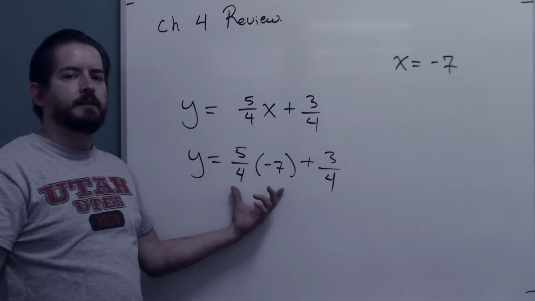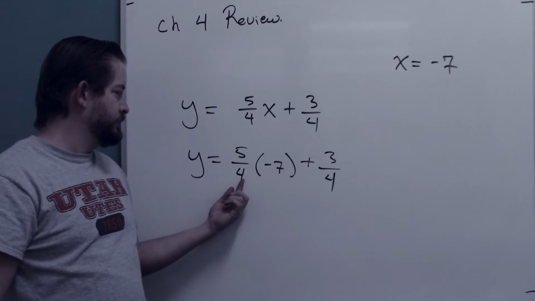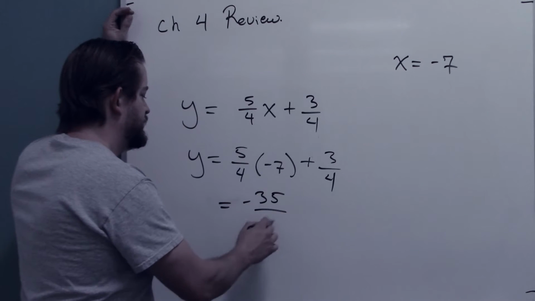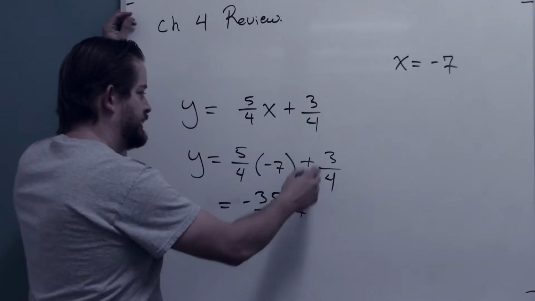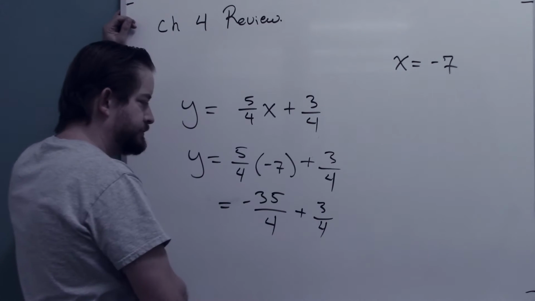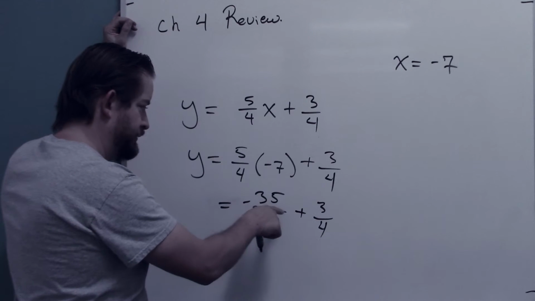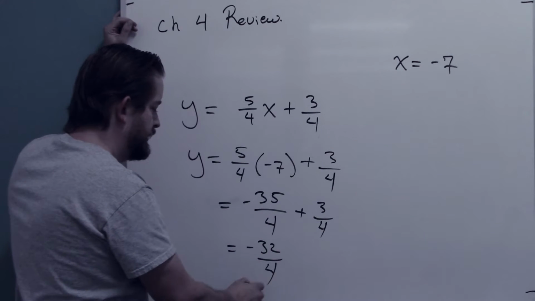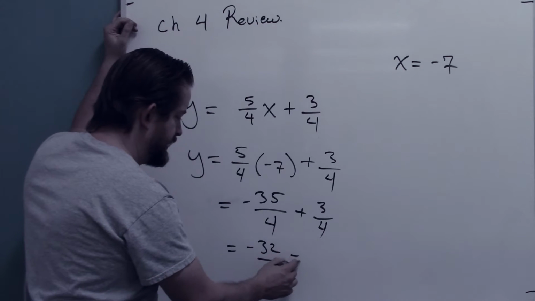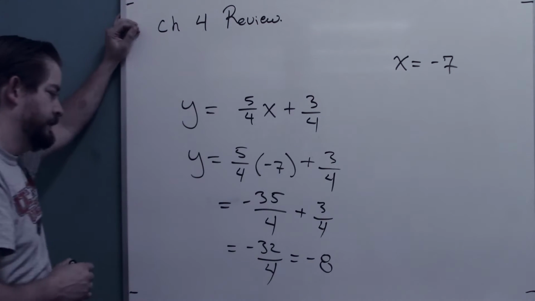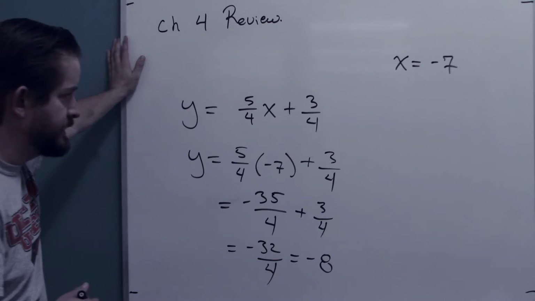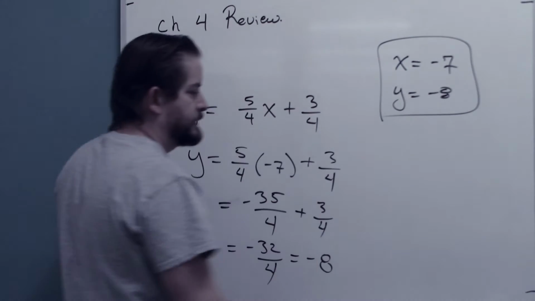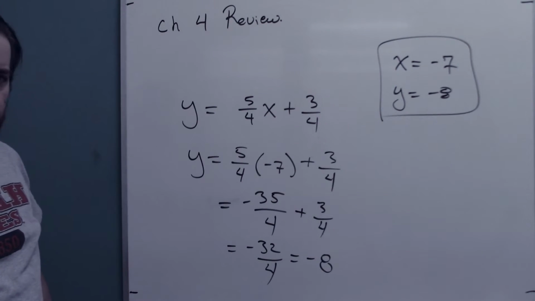I can't simplify here. There's no simplifying the 7 with the 4, so I just have to multiply. This becomes negative 35 over 4, and we still end up with an ugly fraction here, plus 3 over 4, and combine these. Negative 35 plus 3 over 4 is negative 32 over 4. But that goes nicely because that is negative 8. And that's it. So x is negative 7, y is negative 8. Okay, good.